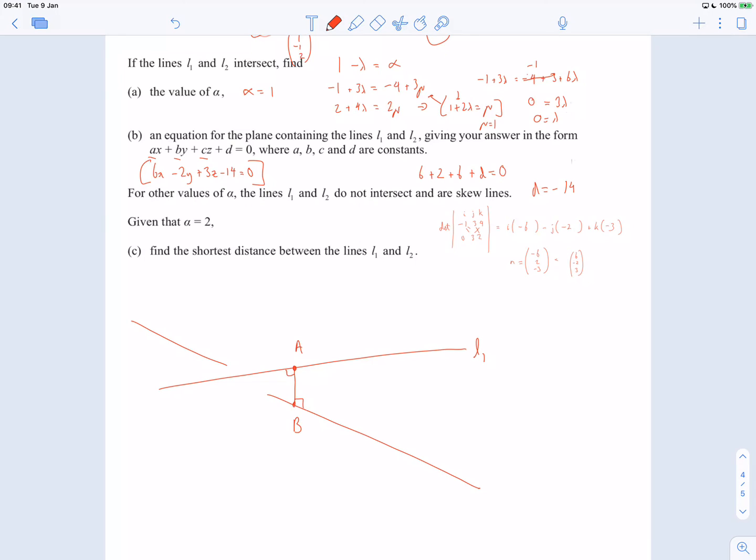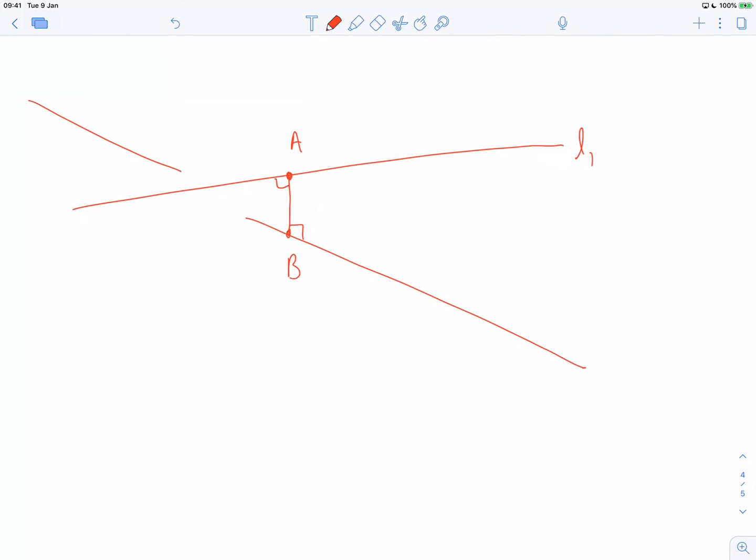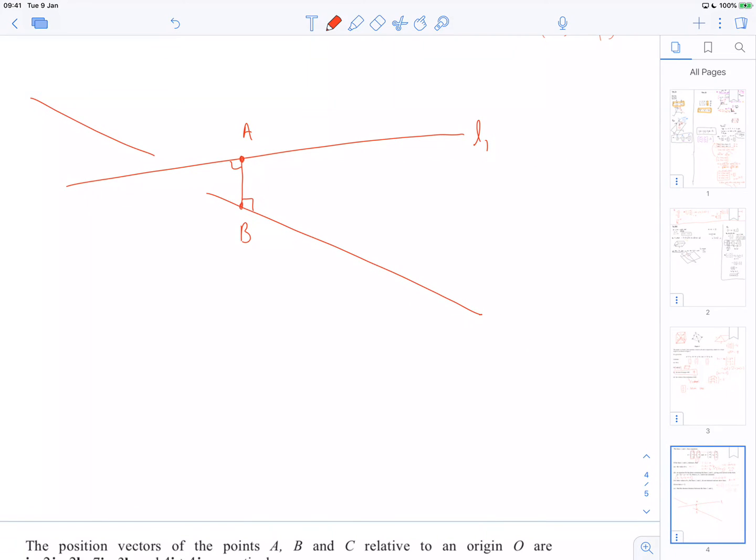Okay, so let's try and work out what these points would be. Well, A, we're going to need some more paper.